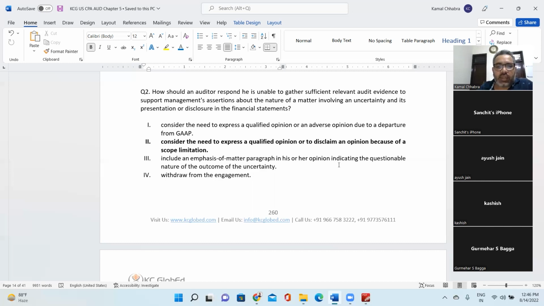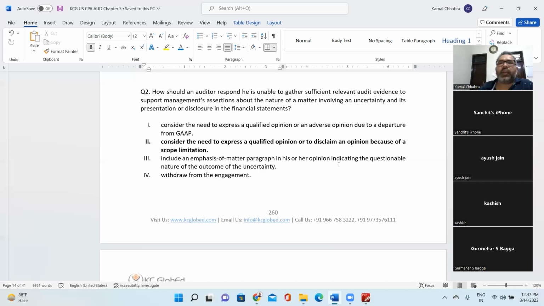First one is consider the need to express a qualified opinion or adverse opinion due to departure from GAAP. Is it a departure from GAAP? No, it is a GAAS issue, not a GAAP issue, right? So the first option is incorrect. Second, consider the need to express a qualified opinion or disclaimer of opinion because of the scope limitation. Is it a scope limitation? Yes. So the second seems okay. Third is include an emphasis of matter paragraph in his or her opinion indicating the questionable nature of the outcome of the uncertainty.